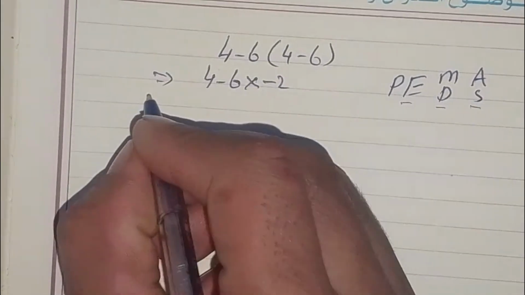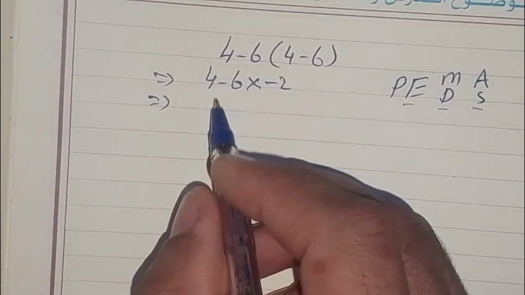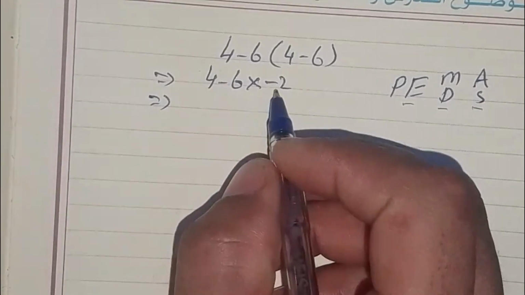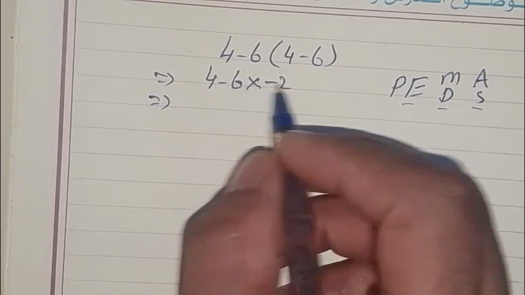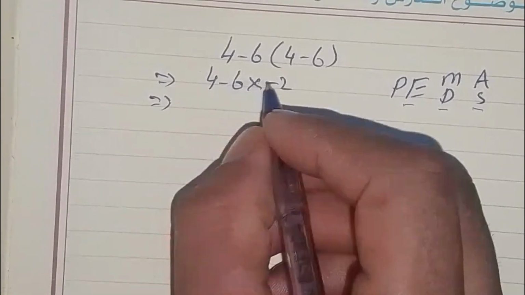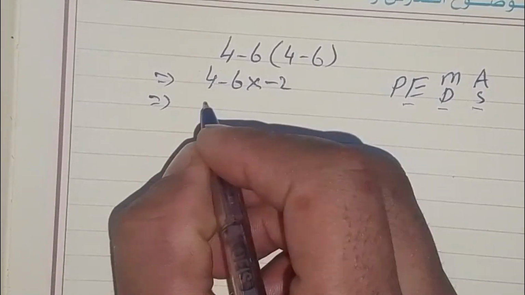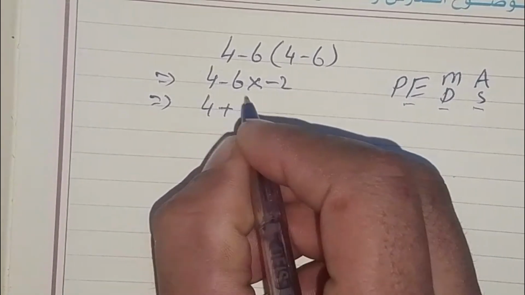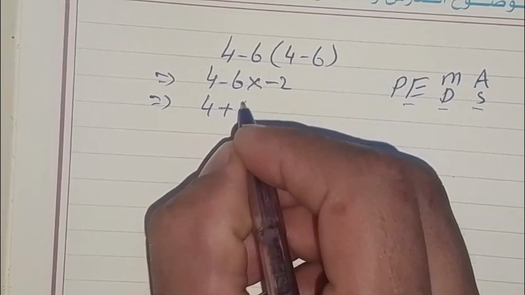So 4 minus 6 multiplied by minus 2. So minus 6 times minus 2 gives us 12. Minus into minus gives us plus. 6 times 2 gives us 12.